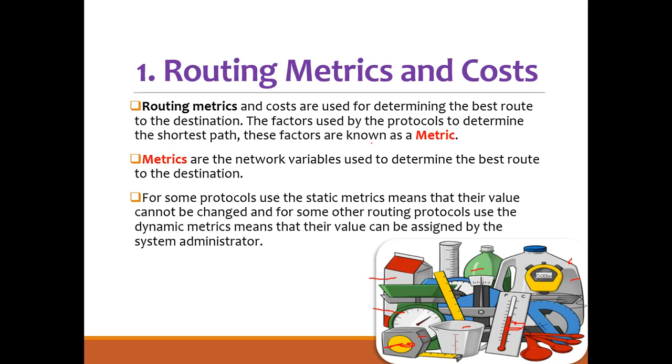So metric is the factor for calculating the best path, but different protocols have different methods of calculating the best path. Metrics are the network variables used to determine the best route to the destination. Some protocols use a static metric, meaning they have their own kind of value. By default it is not changeable, but if you want, you can change it.